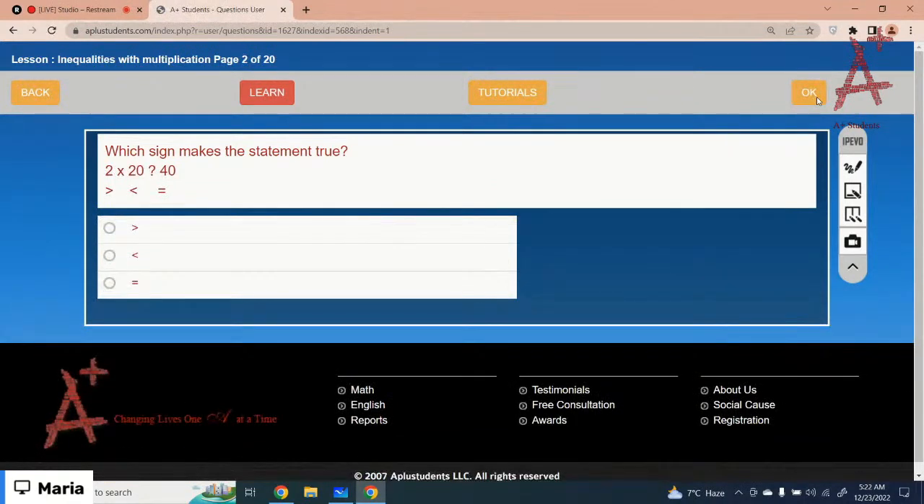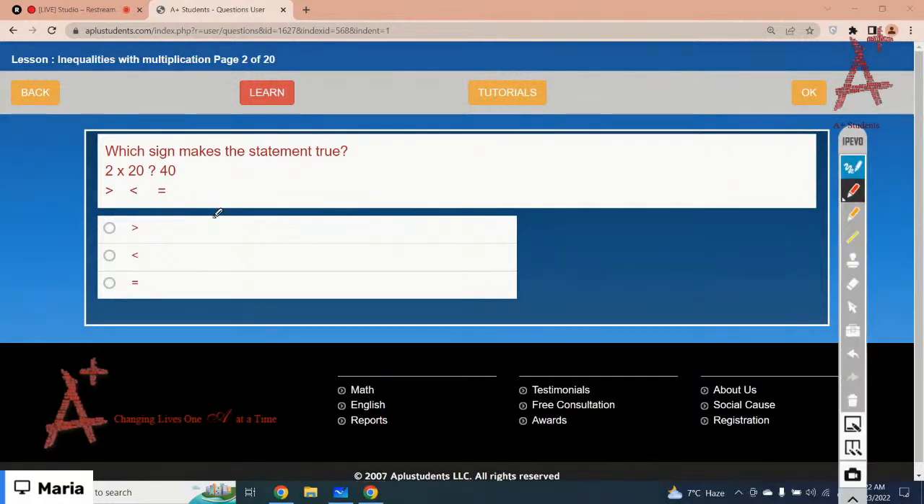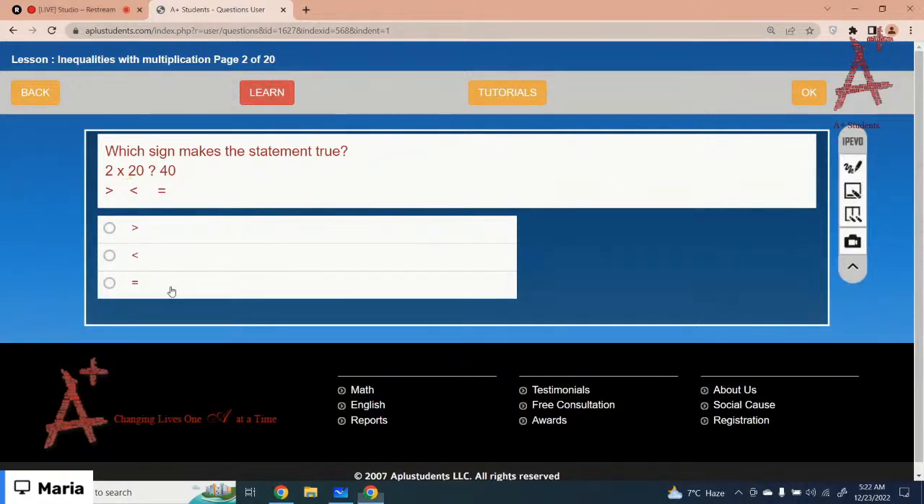Okay, the next one is 2 times 20 and 40. You have to look which sign makes the statement true. You have to do 2 times 20, so 2 times 20 is 40. You have to compare 40 and 40. So which of the options is the correct one? Greater, less, or equal? Yes, they are equal. Got it? So the correct option is equal. Just select the correct option, then click on the OK button.